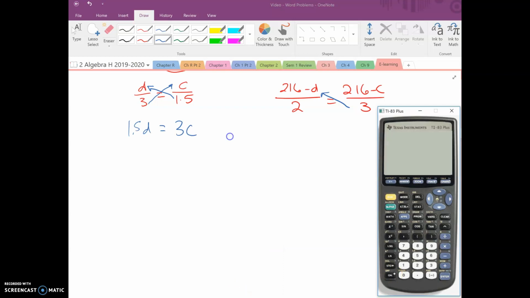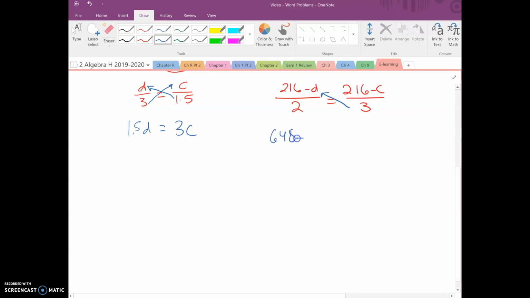Did anybody leave their calculator at school? If so, shoot me a message and I'll try to research how you can get one of these online calculators like I have. Later in this unit, you will absolutely need a graphing calculator. There will not be a way to do the later parts of this unit without one. Okay, so I got 648 minus 3d equals 432. Does that feel right? I sure hope so. Minus 2c. Okay, so I got rid of the fraction issue.